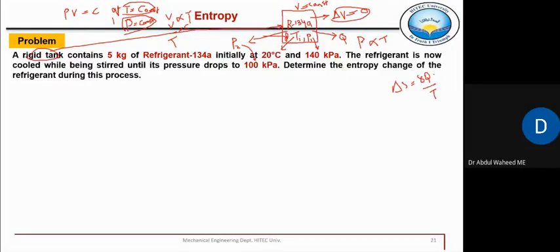Here heat is removed, which means this term will be negative. So the entropy of this refrigerant will drop. But at the same time, heat is added into the surroundings. So the entropy change of the system plus the entropy change of the surroundings, when you add them both, will always be a positive number. But the entropy change of only the system, in this case, is dropping because heat is leaving the system. When heat is lost by a system, that is a negative quantity.